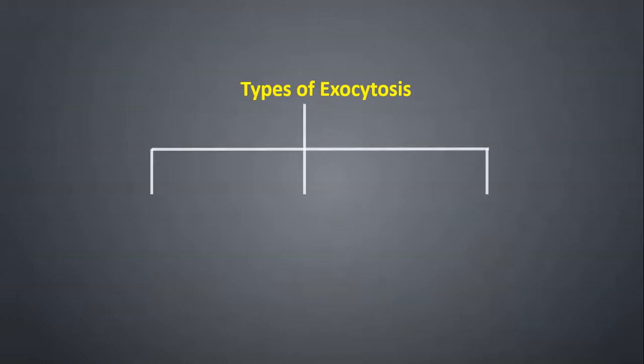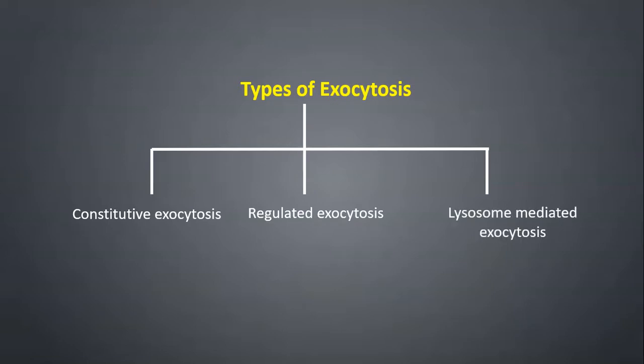Now let's discuss the types of exocytosis. There are three pathways within the exocytosis process: constitutive exocytosis, regulated exocytosis, and lysosome-mediated exocytosis.